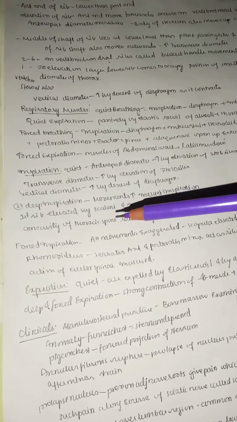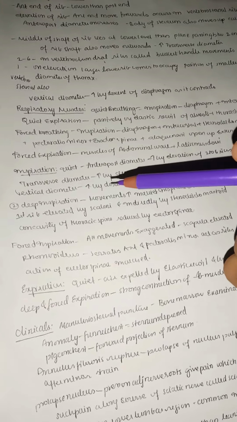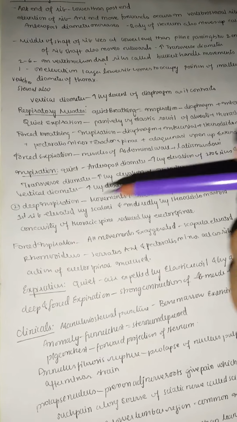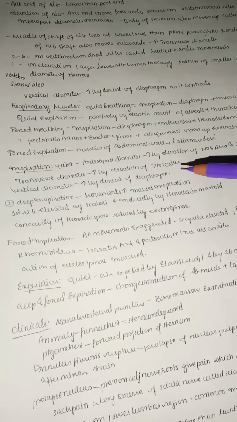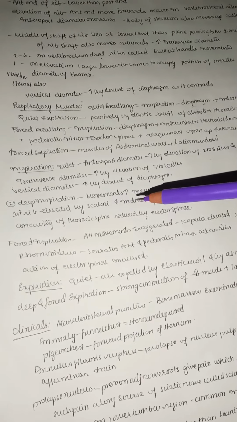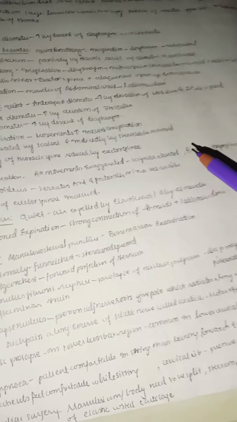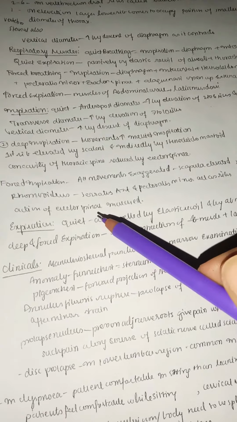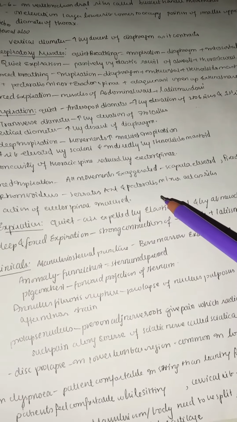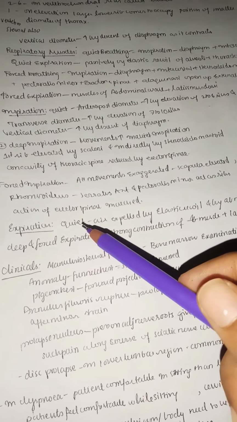And next let us see deep inspiration. In deep inspiration the movements increase compared with quiet inspiration, and the first rib is elevated mainly by scalene and indirectly by sternocleidomastoid. The concavity of the thoracic spine is reduced by erector spinae. Next let us see forced inspiration. Here all movements are exaggerated, the scapula is elevated and fixed by trapezius, levator scapulae, rhomboids, serratus anterior, and pectoralis minor. So all these are involved, and the action of erector spinae increases.